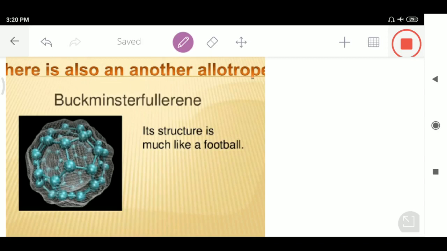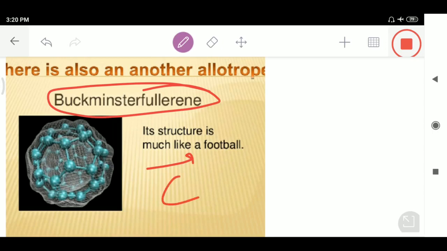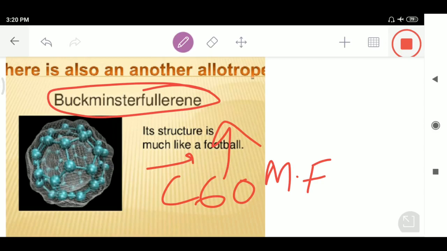As far as this Buckminster Fullerene is concerned, it is actually the allotrope of carbon containing clusters of 60 carbon atoms joined together to form spherical molecules. I told you that this Buckminster Fullerene is also called C60, because its molecular formula is C60. That means 60 carbon atoms have been joined together in a regular fashion to give this Buckminster Fullerene a definite structure.